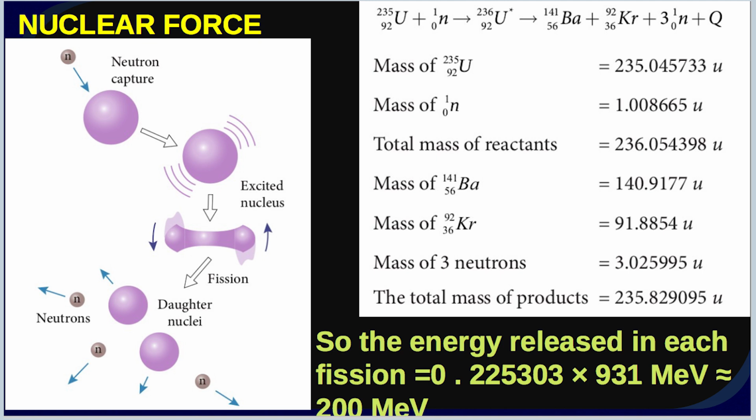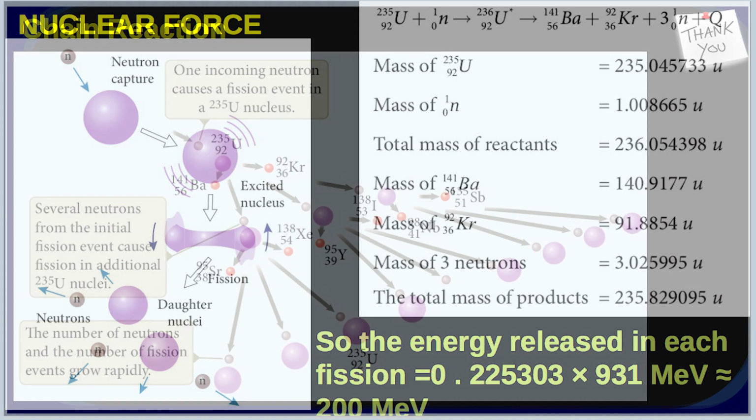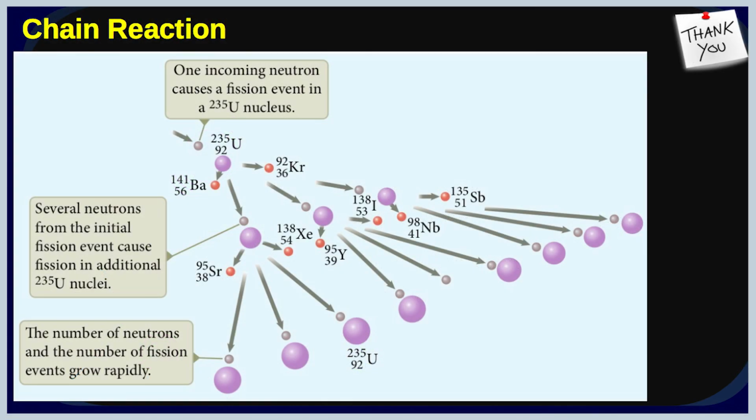So, generally when we convert that 1 AMU into energy, we get about 931 mega electron volt energy. So, from one single fission we can calculate that we will get about 200 mega electron volt energy. This is the energy released by one single reaction in nuclear fission. Then this nuclear fission actually converts into a chain reaction.